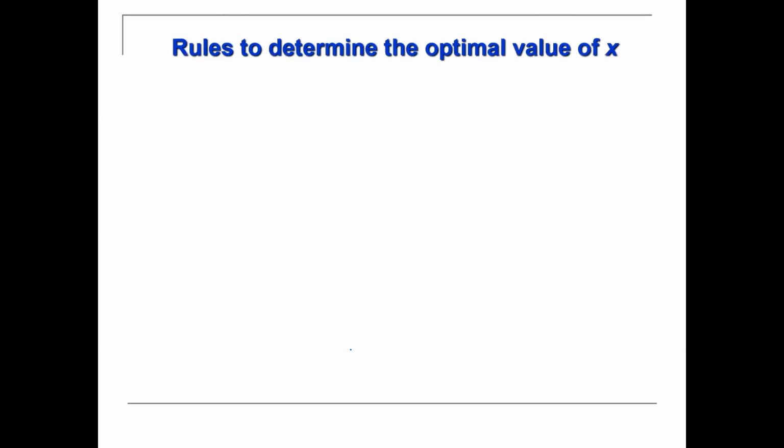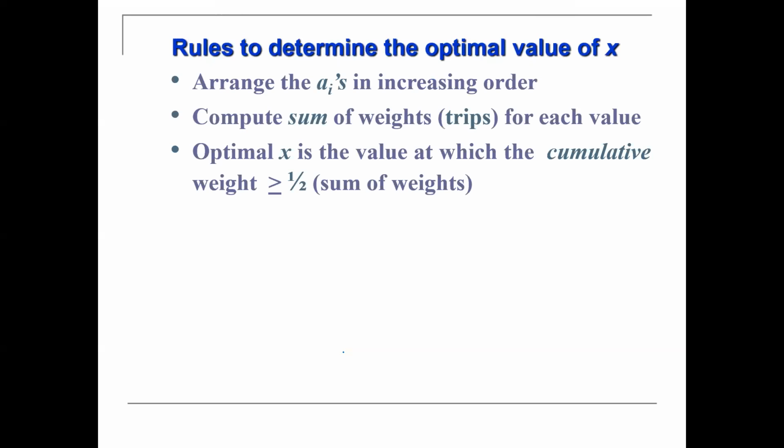So what are the rules? The rules to determine the optimal value of X. We are going to arrange the A_i values in increasing order. We're going to compute the sum of weights, in this case, the trips for each value. And the optimal X is the value at which the cumulative weight is greater or equal to half the sum of the weights.